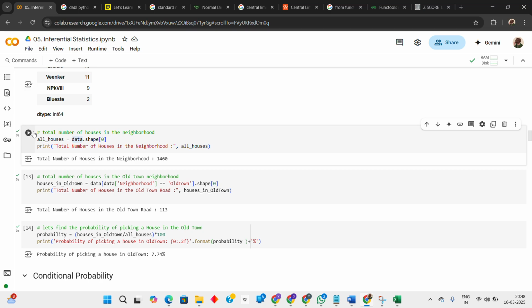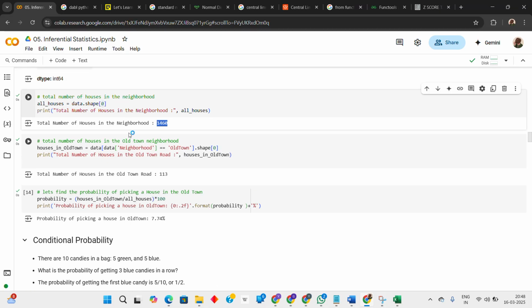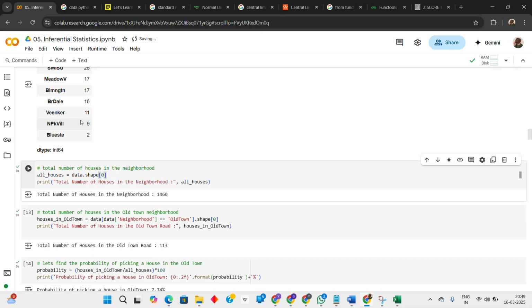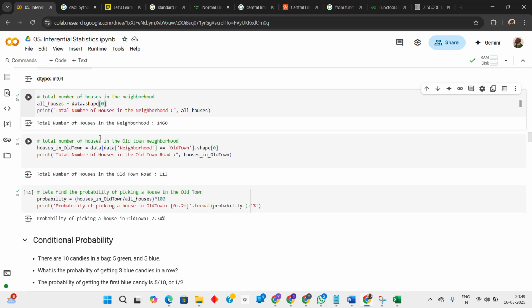And one more thing we can see, if we want to know the total number of houses in the neighborhood, simply use shape. Shape will give you two parameters. One is rows information, another one is column information. If you want the first thing, that is rows. You understand, the number of rows defines the number of houses. If they ask how many houses are there, then simply you have to understand that the data set depicts the number of rows as the number of houses, and we can get it by using the shape attribute itself.